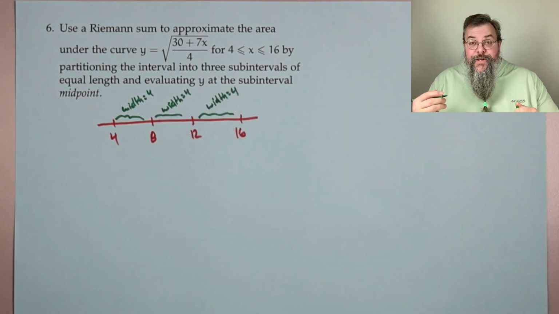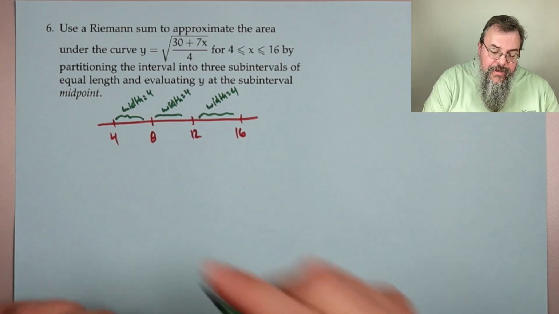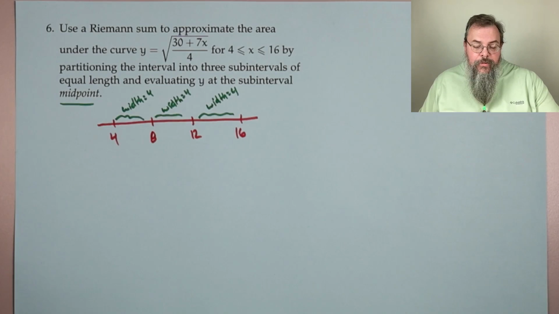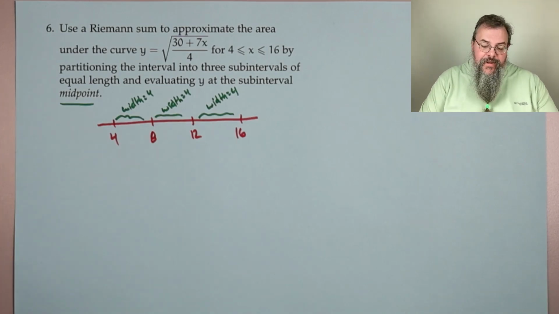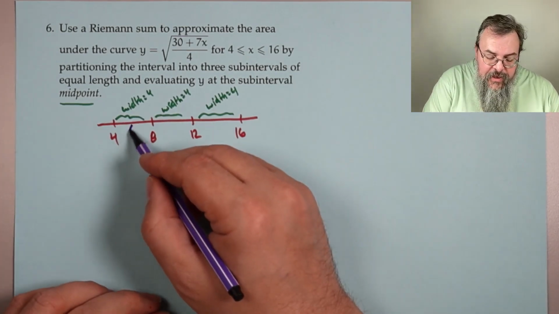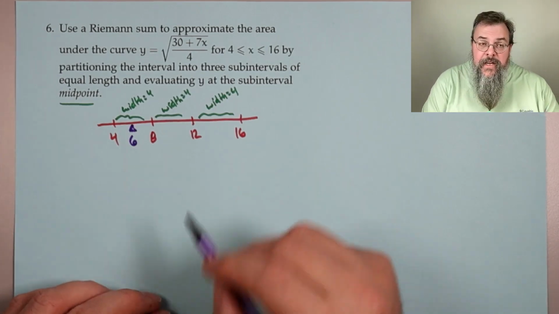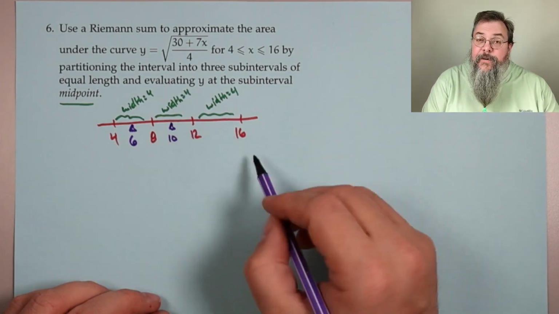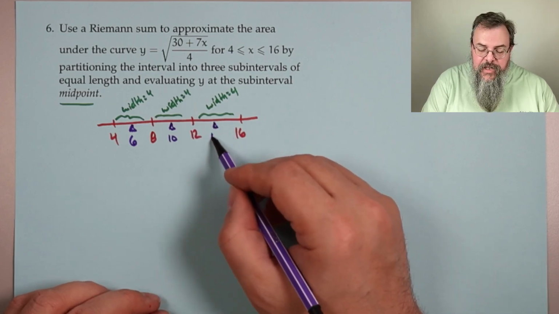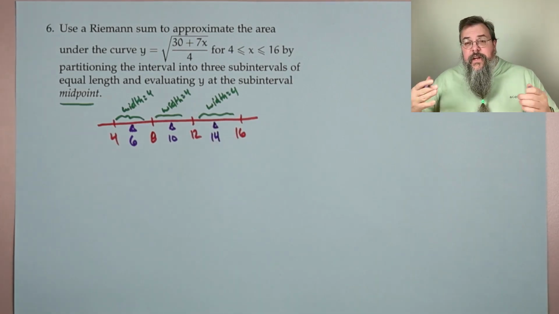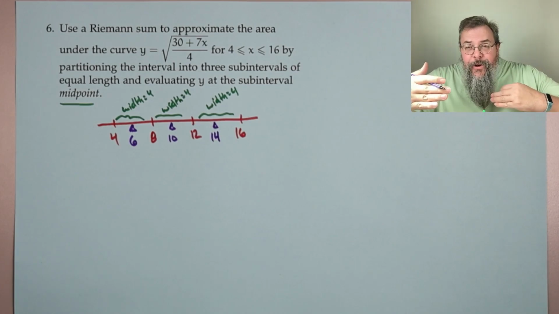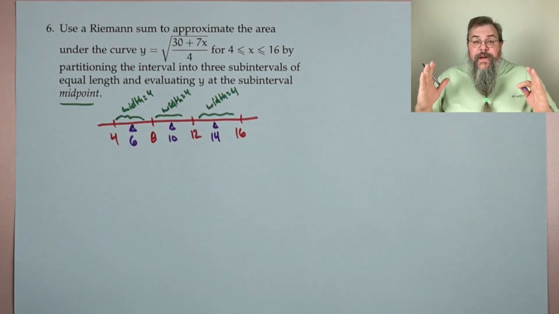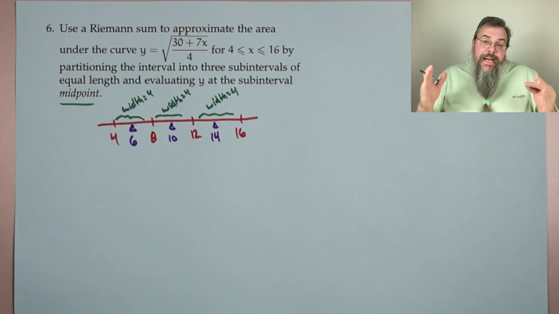Now, which point do we pick? Well, the midpoint. So what's halfway between 4 and 8? 6. Halfway between 8 and 12, 10. Halfway between 12 and 16, 14. You can think of it as, if I step 4 to go the whole way, I'll step 2 to go half the way. Another way to do it is just take the ends, add them up, and divide by 2.